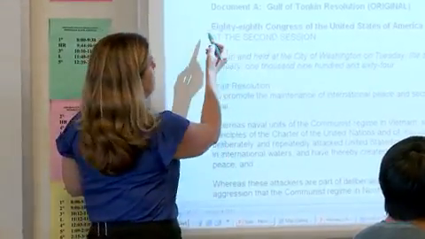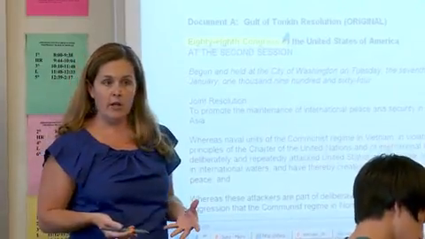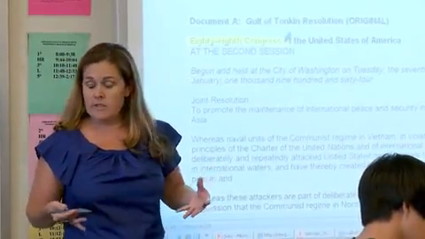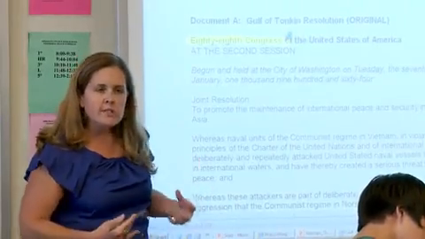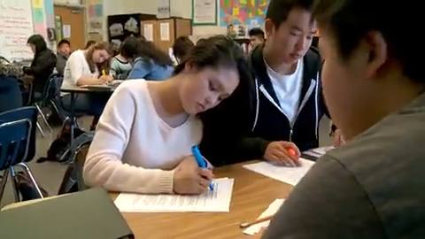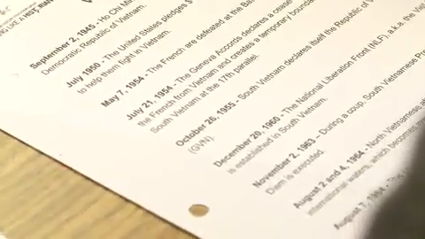So, here's my who. It says the 88th Congress of the United States of America. So the author, literally in this case, is Congress. So we know that Congress passes laws, and a resolution looks a lot like a law, right? This is their statement. According to your timeline, what year is this? August what?